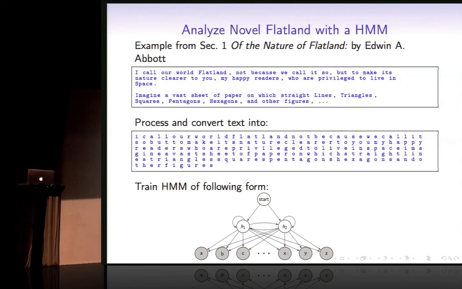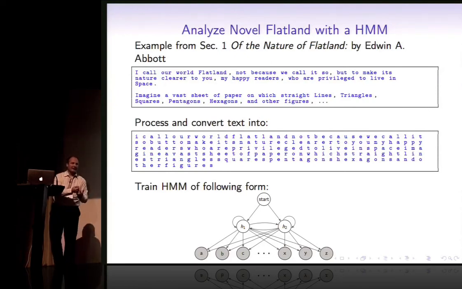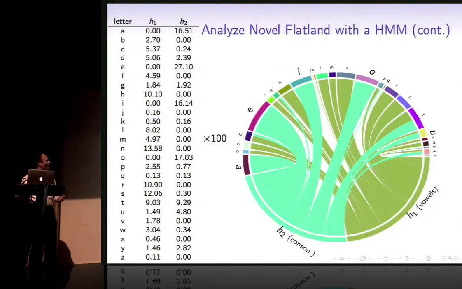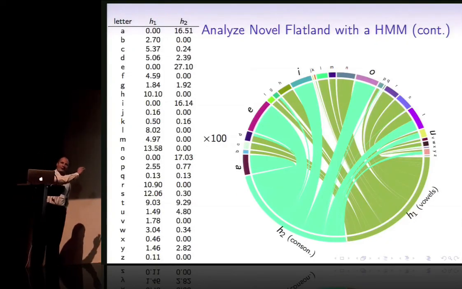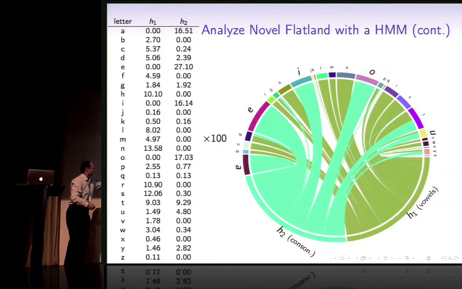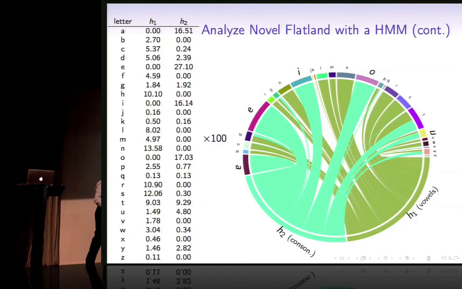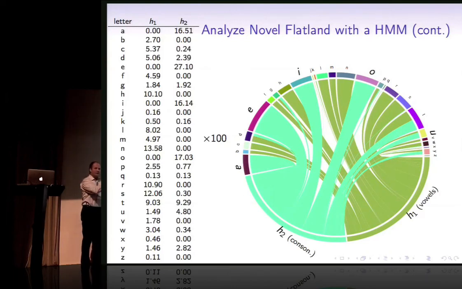Now I specify that I have 2 hidden states, and of course 26 observable states, the lowercase alphabet. I run the hidden Markov model on that, and this is also how I want to explain the visualization. This is the emission matrix in this form, multiplied by 100 so you can better read the values. I use this chord diagram to visualize the matrix. The length of the arc corresponds to the value of H1, so the bigger the value, the larger the arc.